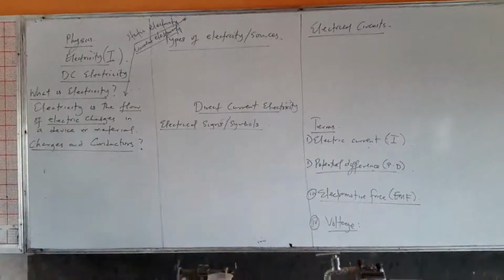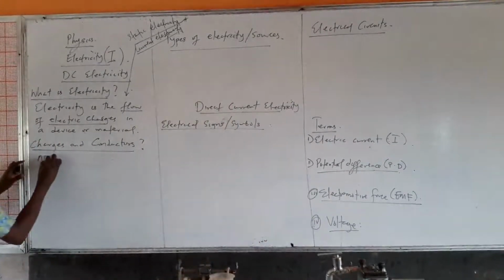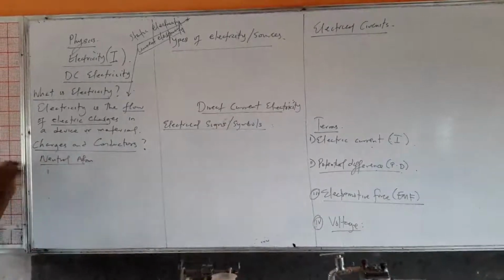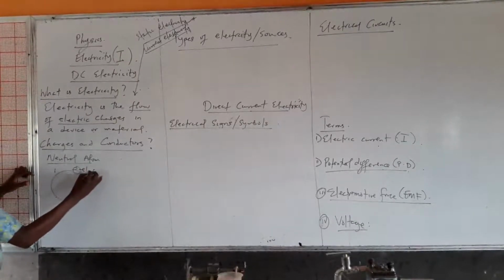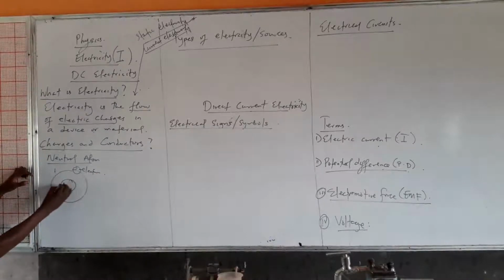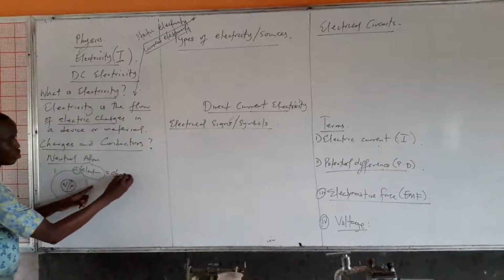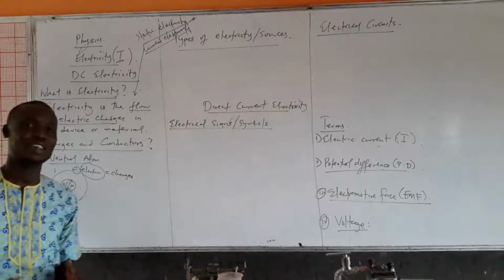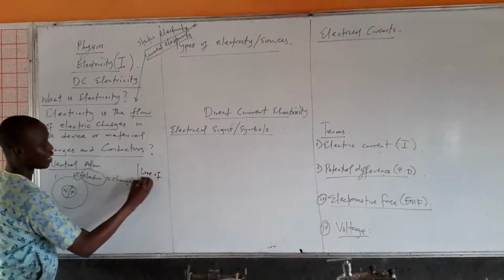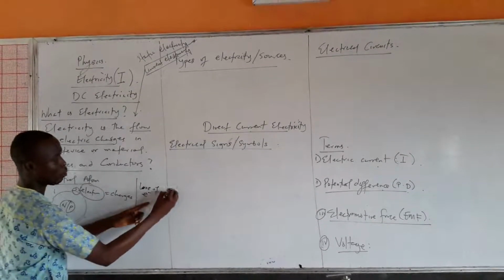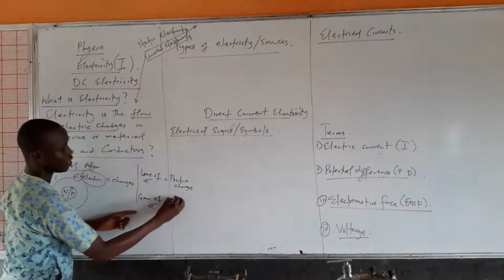Now what are these charges? What are these charges that flow? We know that if you have a neutral atom, the basic symbolic scheme of an atom is the electron moving in the outer orbit, and you have the neutron and the proton. So the charges that actually move are the electron charges. Okay? A charged object is made charged by either gaining or losing electron. So loss of electron would be what? Positive charge, while gain of electron will give negative charge.